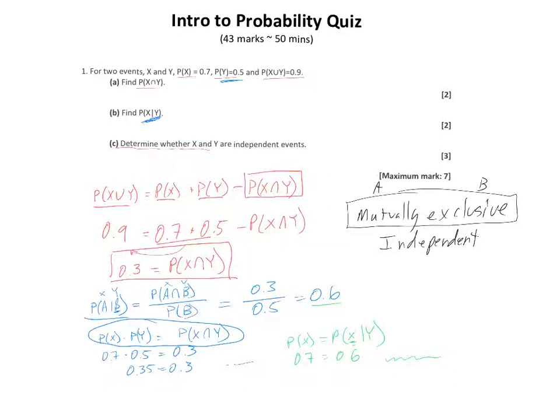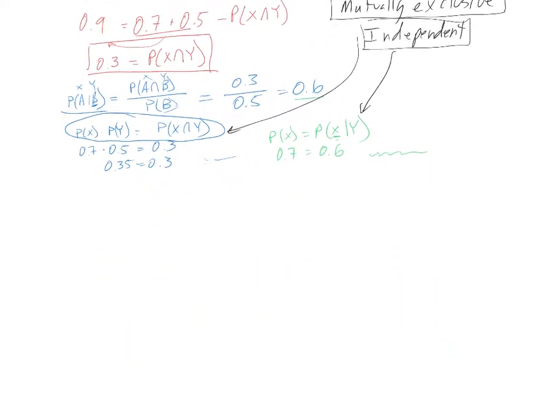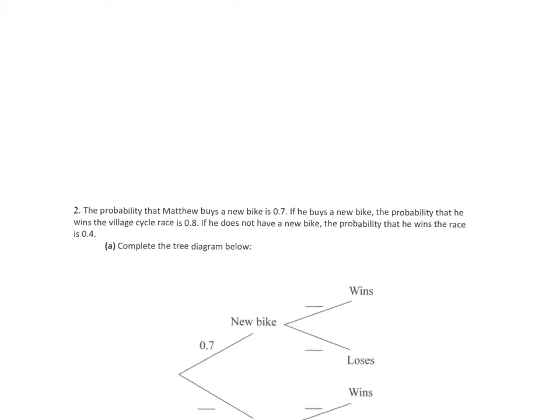And so you should be careful. If it says independent, you should be looking at the two things that we looked at here, either this one or this one. Mutually exclusive is, if it's mutually exclusive, then the intersection should be equal to 0. All right. So hopefully that will help in the future. Make sure that you work with that. All right. Moving on to question number 2.